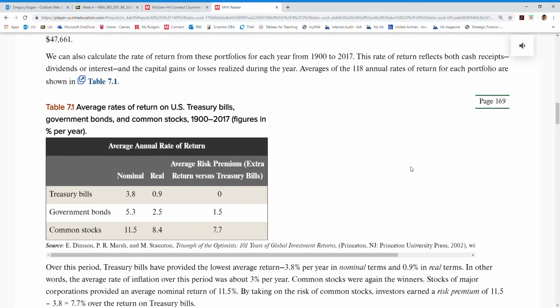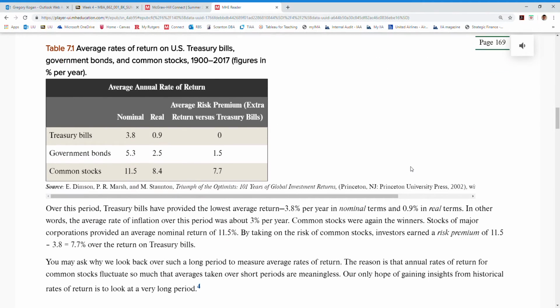And these are the risks and returns. So what do we mean when we talk about the average annual rate of return? It's basically we're talking about actual returns averaged out over the entire period. When we say nominal, that's basically the actual return. For treasury bills was 3.8, for government bonds was 5.3, and for common stocks was 11.5. The real means just minus inflation.